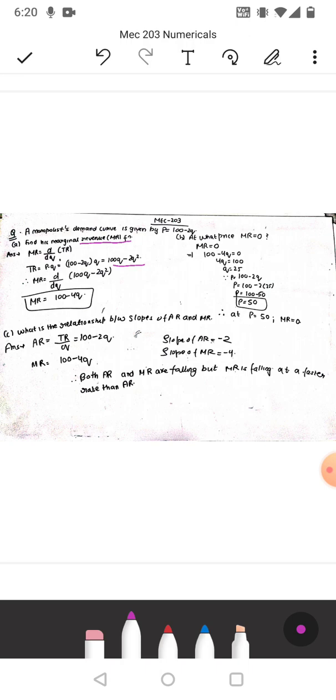हमें बताना है रिलेशनशिप बिटवीन स्लोप ऑफ AR एंड MR. AR is nothing but TR upon Q, which is 100 minus 2Q, and MR is 100 minus 4Q, as we have solved derivative of total revenue. So slope of AR would be minus 2 and slope of MR would be minus 4. So both AR and MR are falling, but MR is falling at a faster rate than AR, as we can see.